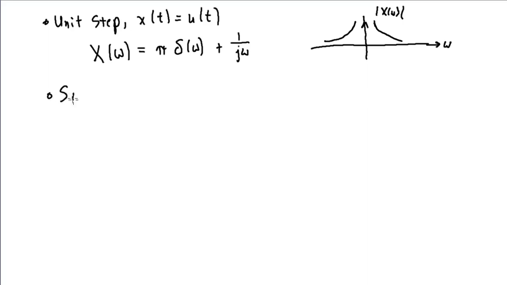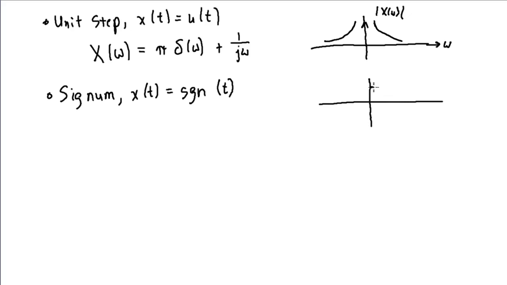Related to the unit step is another function often called the signum function or the sign function. And the notation we use for that is x of t is equal to sgn of t. It's an extremely simple function. It's equal to 1 for all positive t, just like the unit step, but instead of being equal to 0 for negative t, it's actually equal to minus 1. So this is the signum function. Actually, it's related to the unit step. If you multiply the unit step by 2 and then subtract 1, you'll get the signum function.